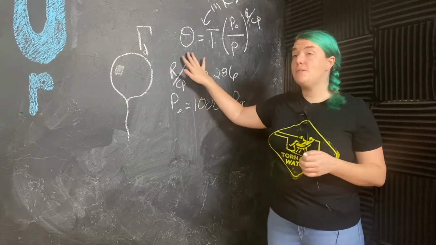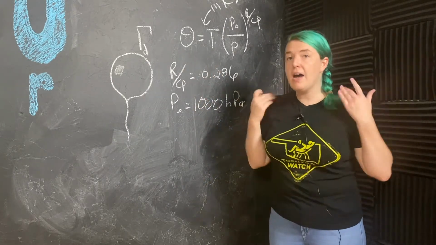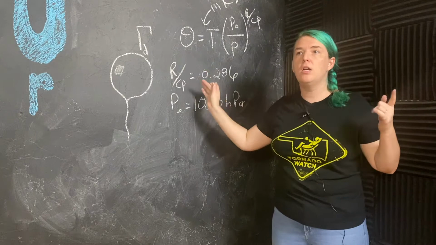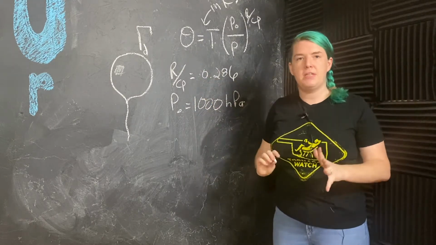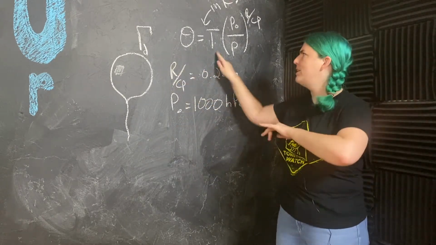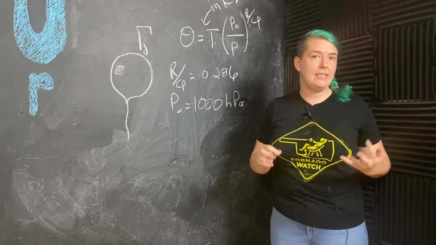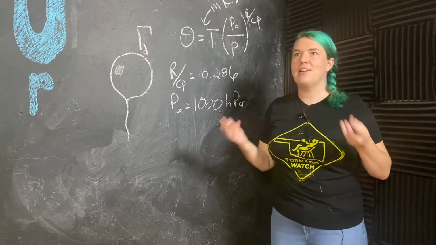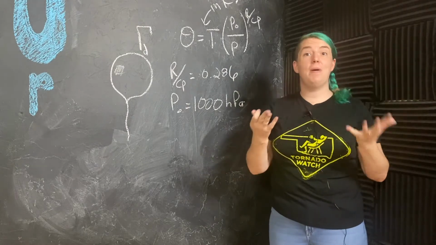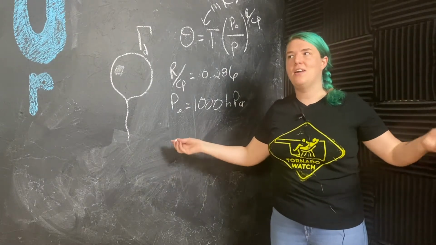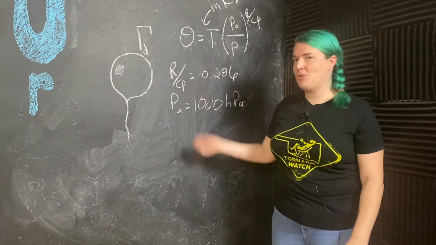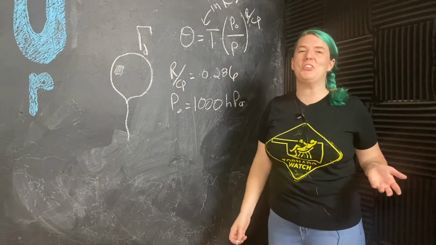And honestly, it's very, very useful. I use potential temperature way more often than I use regular temperature when I'm doing science and research. Obviously, regular temperature is better for communicating to the public because that's like, how hot is it outside? Potential temperature isn't the best way to measure that.